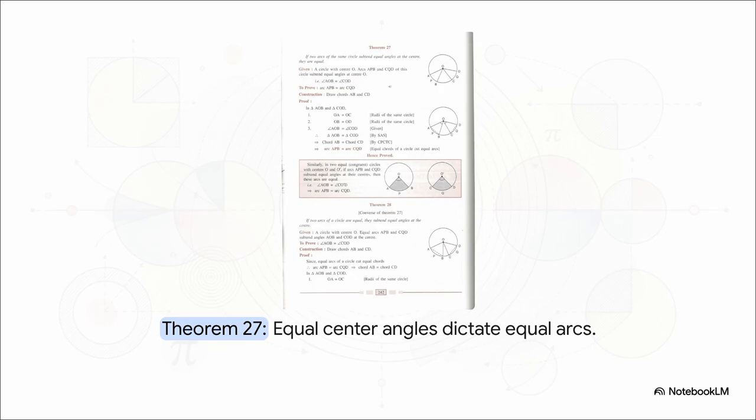Now let's step up to Theorem 27 and see how this builds. This rule states that if two arcs of the same circle subtend equal angles at the center, then the arcs are equal. What does this mean in plain English? It means the angle you create right at the very center of the circle is the ultimate boss. It directly dictates the exact size of the arc on the outer edge. So equal center angles guarantee equal outer arcs every single time, no exceptions.